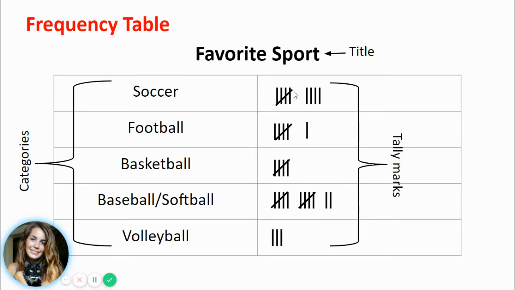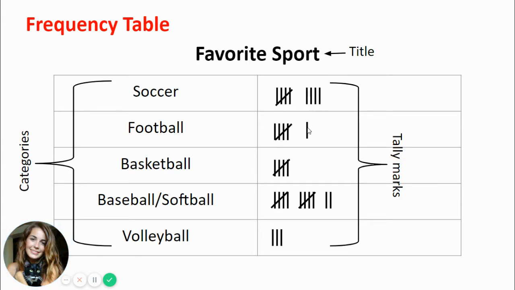And I can see that this is 5. So when you get to the fifth line, it crosses across to make a group. So I don't have to count each of these lines. I just know that's 5, 6, 7, 8, 9. 9 people picked soccer. Looking at football, I see another group of 5, and then one more makes 6.